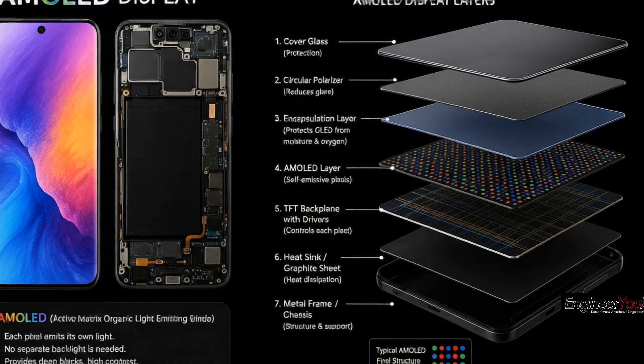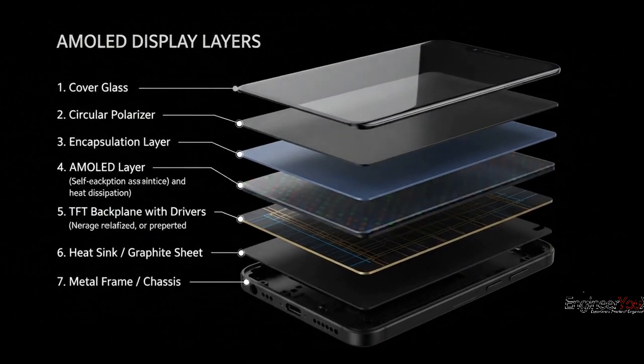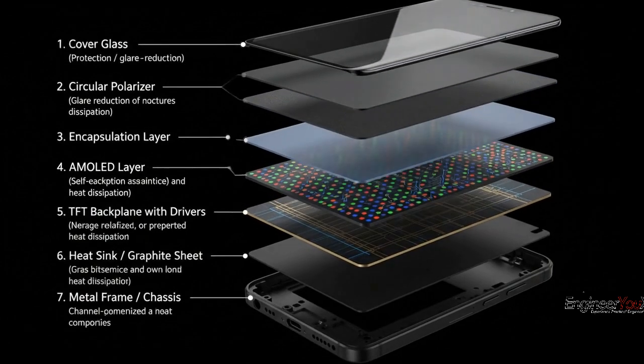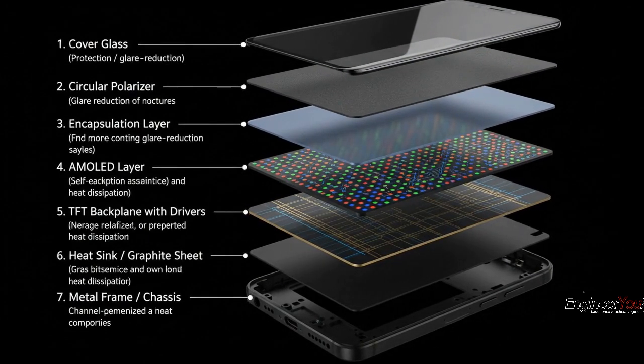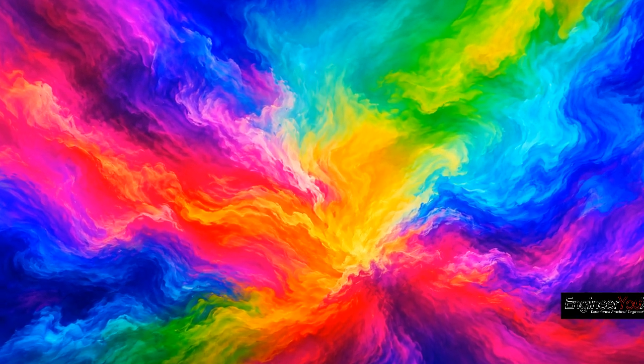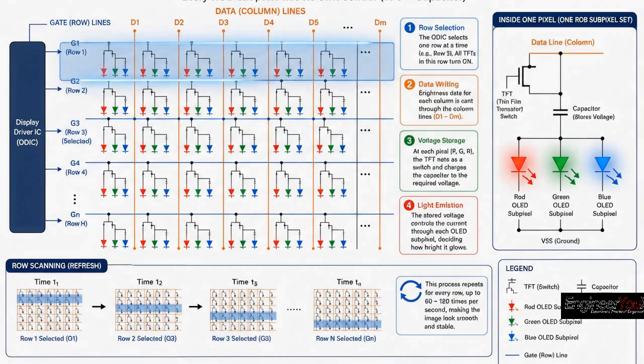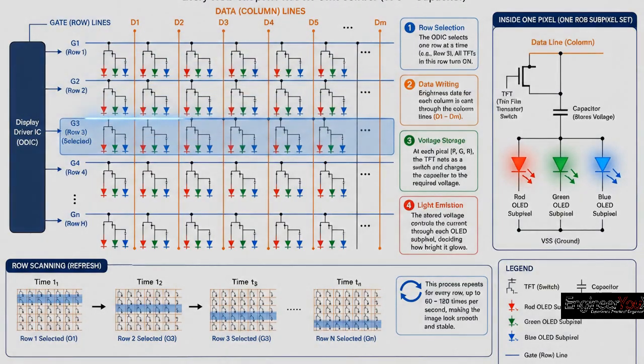Unlike an IPS display, an AMOLED display does not need a separate backlight. Instead, every single pixel produces its own light. This allows AMOLED screens to display deeper blacks, higher contrast, and more vibrant colors. An AMOLED display uses an active matrix to control thousands of pixels.